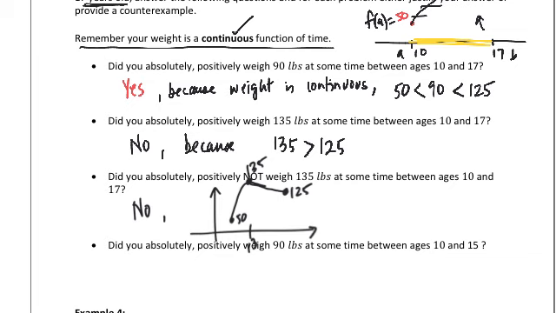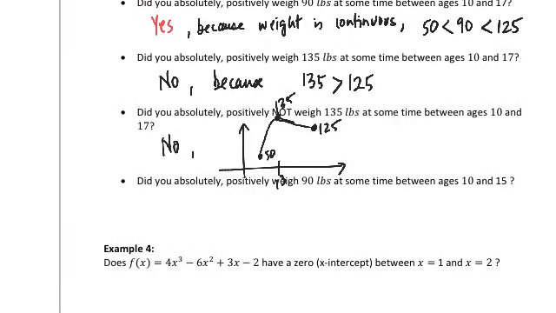All the intermediate value theorem is saying is that we must hit every number in the range at least once. That's all we're saying. Okay. Did you absolutely positively weigh 90 pounds at some time between ages 10 and 15?